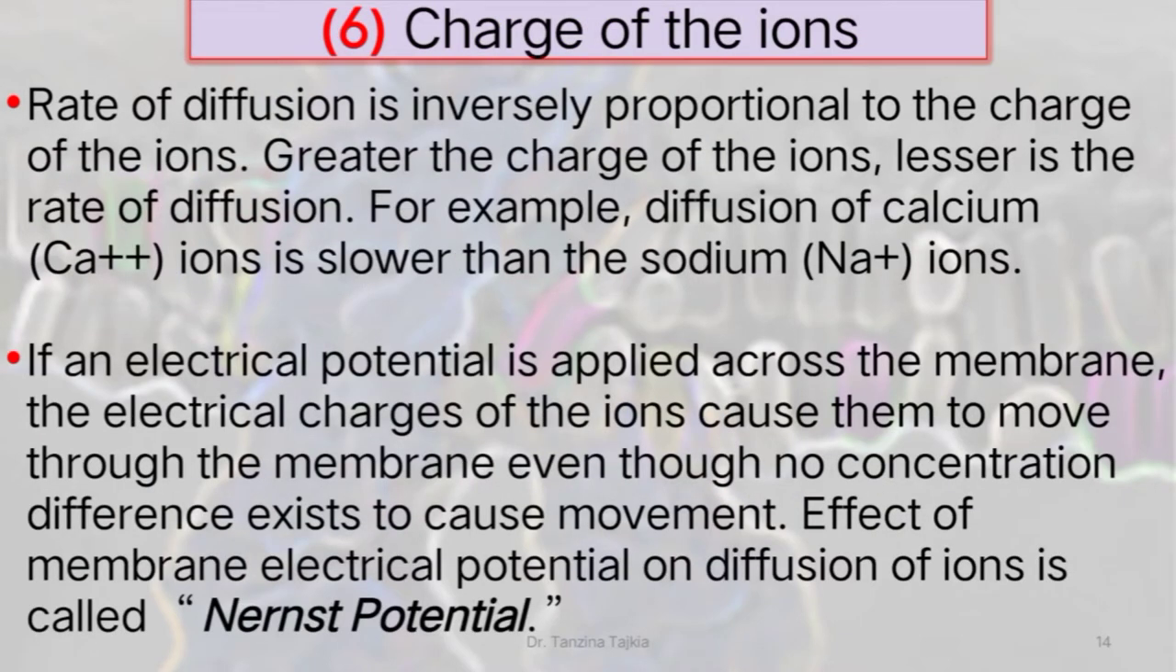Then, charge of ions. Rate of diffusion is inversely proportional to the charge of ions. The greater the charge of ion, the lesser the rate of diffusion. For example, diffusion of calcium ion is slower than sodium ion. If an electrical potential is applied across the membrane, the electrical charge of the ions causes them to move through the membrane even though no concentration difference exists to cause movement. The effect of membrane electrical potential on diffusion of ion is called Nernst potential.